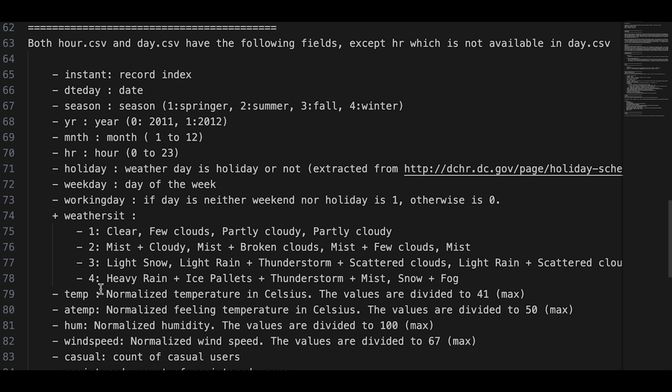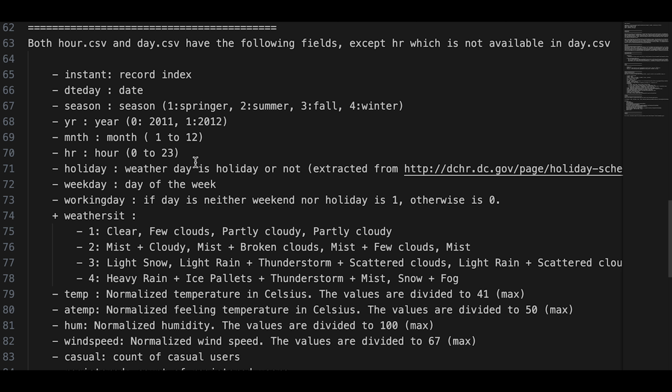Do you think we need to remove any other features? Just think. Mostly, these are the features that we can directly remove instead of keeping them with us. We'll be removing instant, and then we'll be removing date and then year.